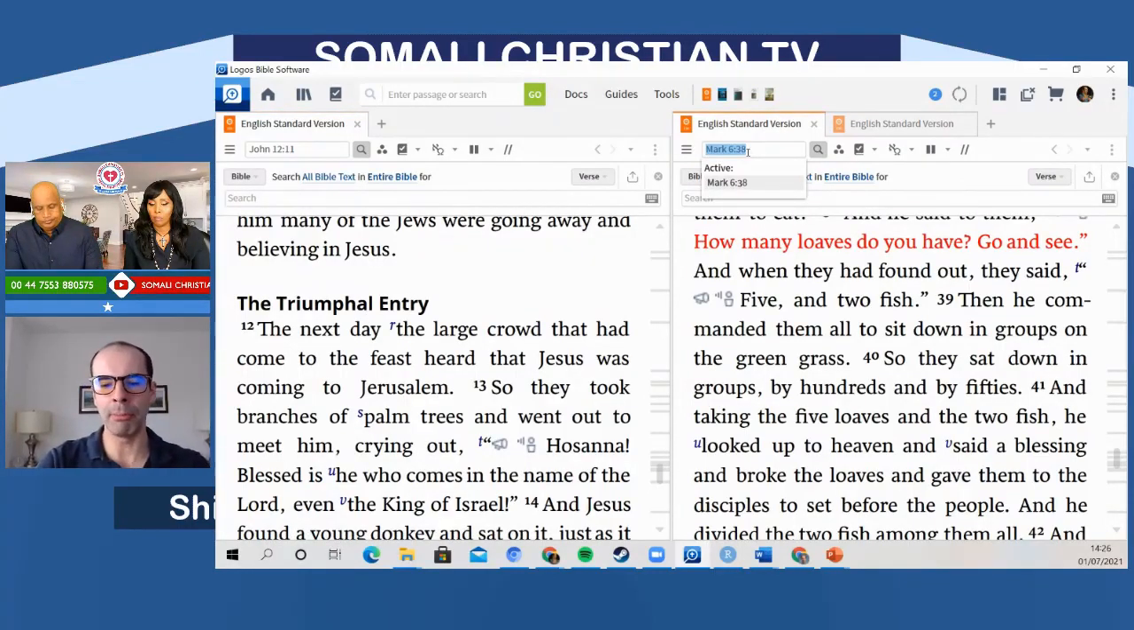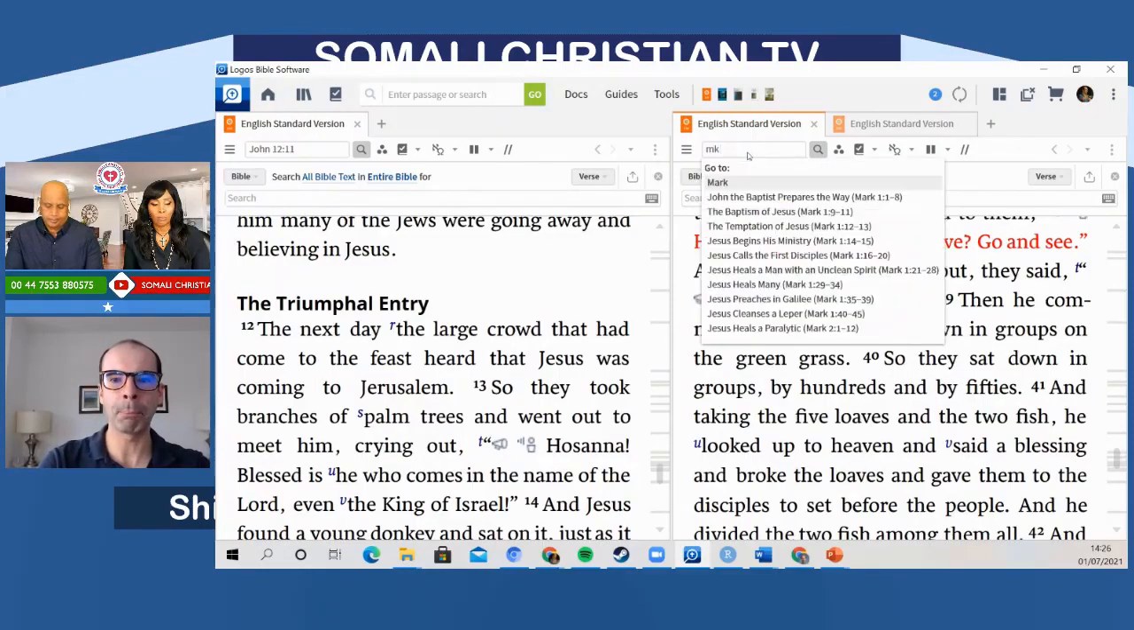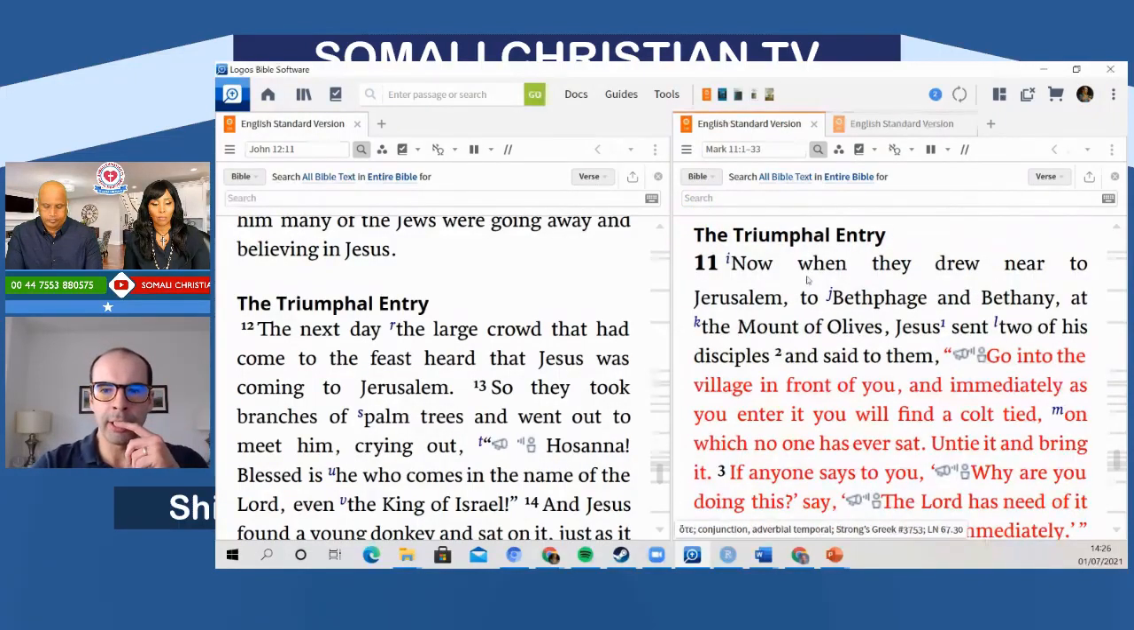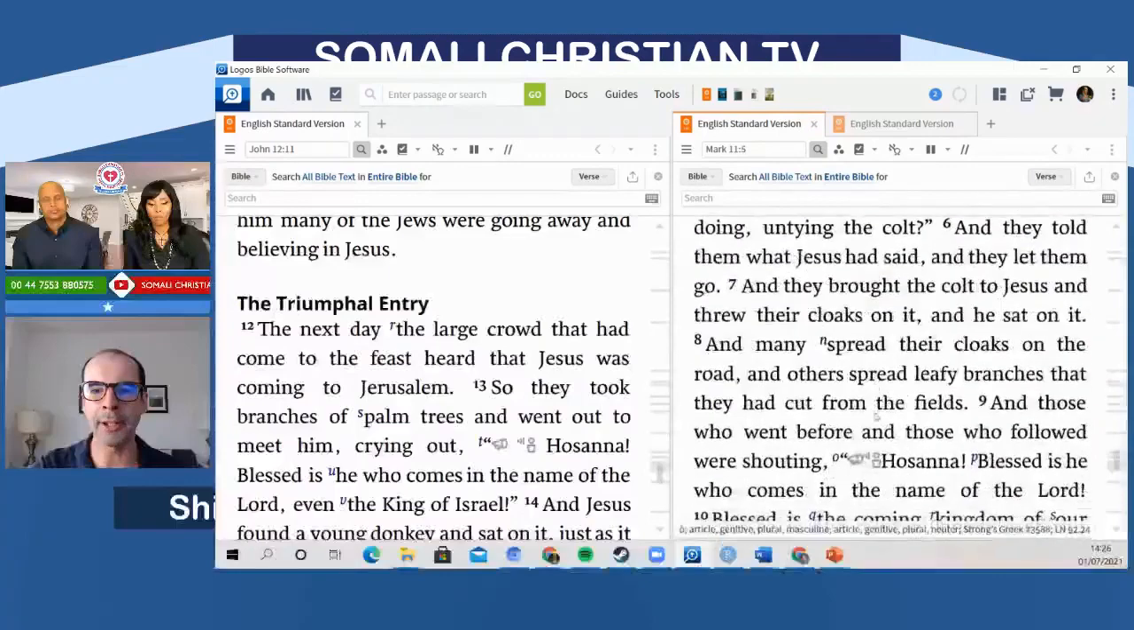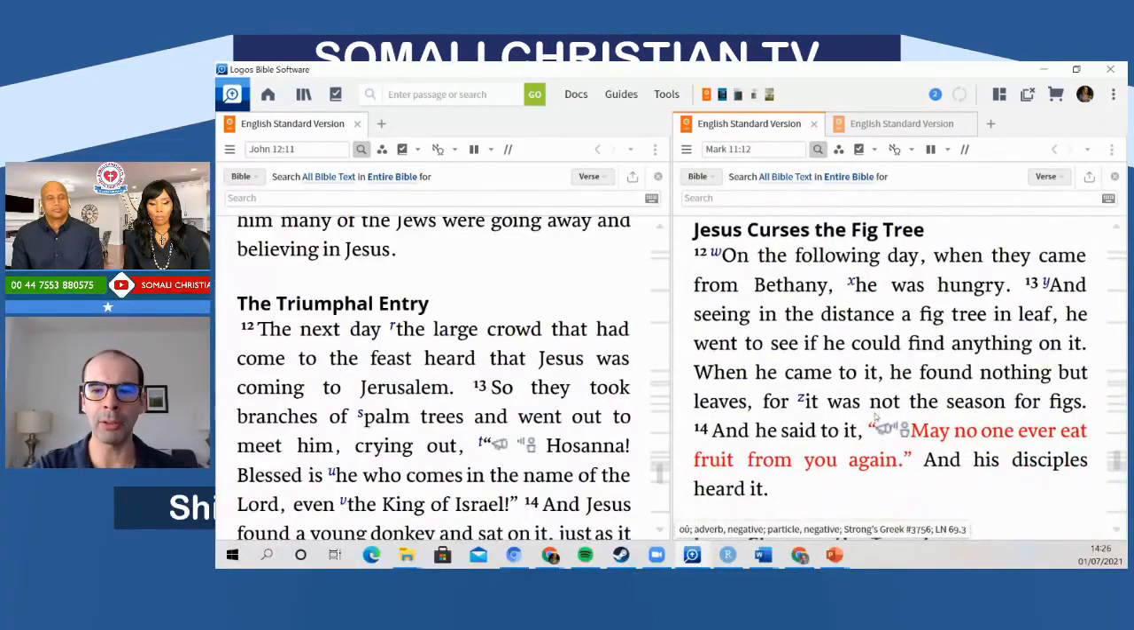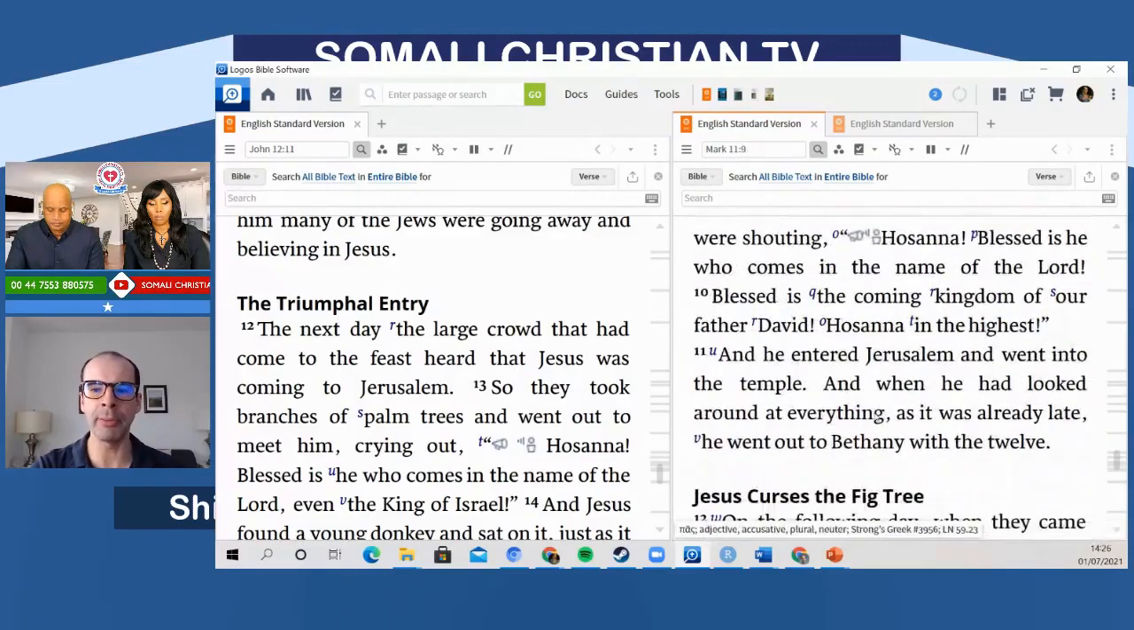Now, if we go over to Mark's account in chapter 11, we learn, so they drew near to Jerusalem, to Bethphage and Bethany at the Mount of Olives, and Jesus sent two of his disciples. So Mark actually telescopes or collapses the narrative. He doesn't mention that it was actually the night before that Jesus arrived in Bethany. It wasn't until the morning that he sent the disciples to get the colt. He just summarizes it a little bit more briefly than John does. But you've got the disciples fetching the colt, and then in verse 11, it says, he entered Jerusalem and went into the temple. And when he looked around at everything, as it was already late, he went out to Bethany with the twelve.